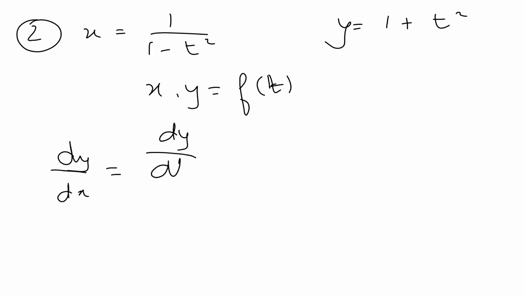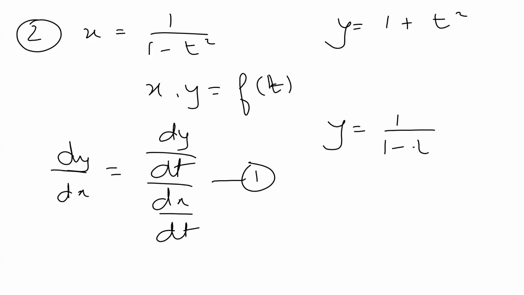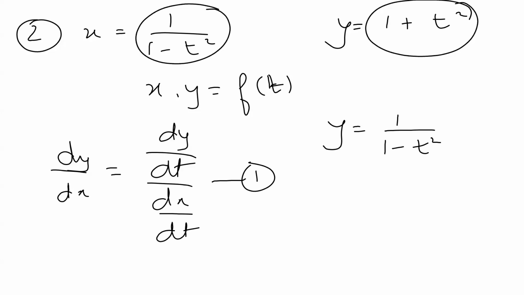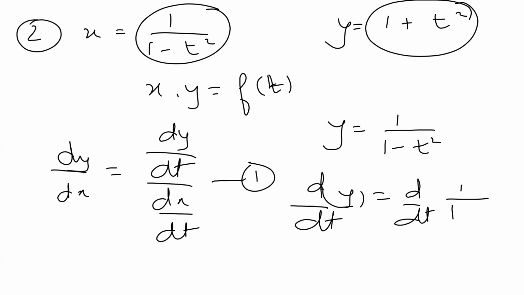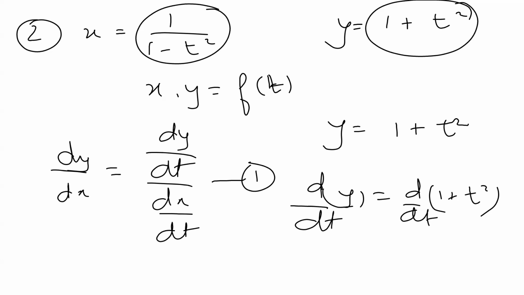So dy by dt upon dx by dt. Let this be equation number 1. Whenever the terms are big and complicated, don't do everything at once like the previous problem. So d by dt of y. Sorry, y is equal to 1 plus t square. So dy by dt of 1 plus t square is equal to 2t. No chain rule because we are differentiating with respect to t. So this is dy by dt.